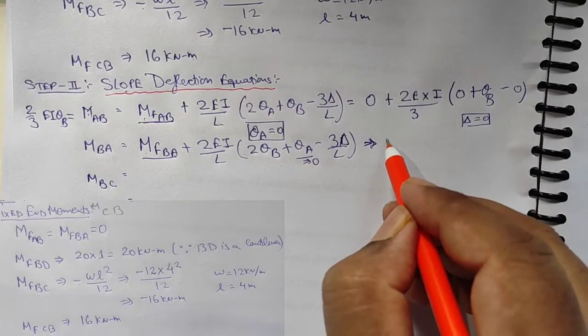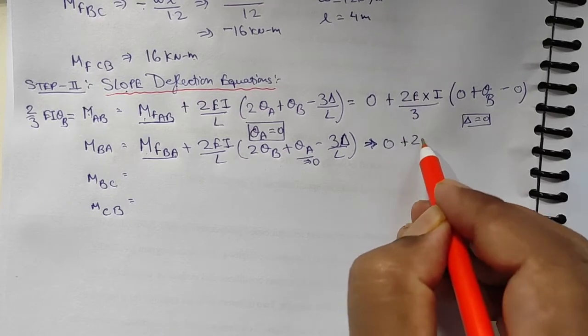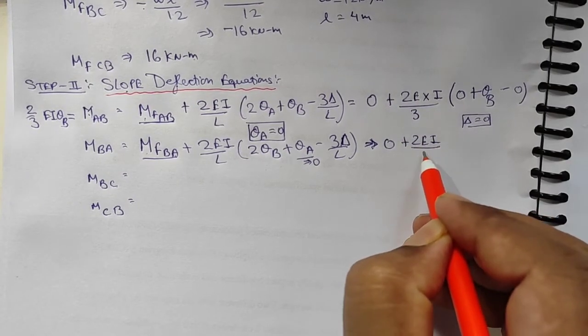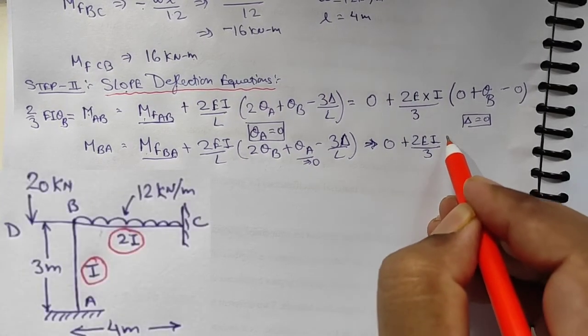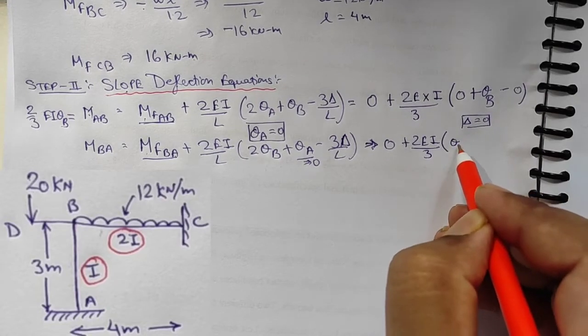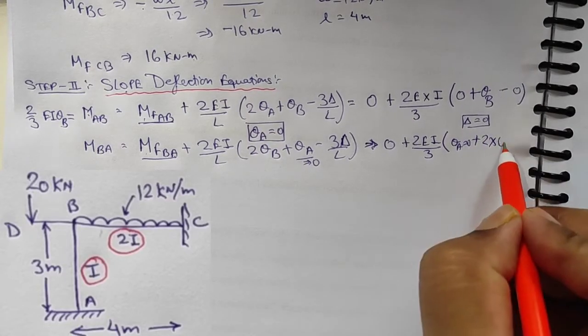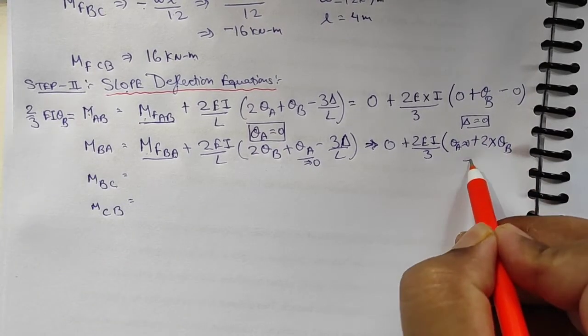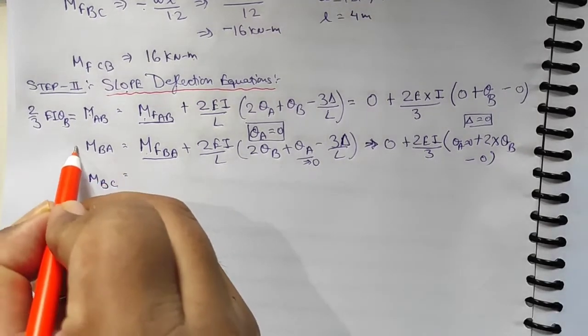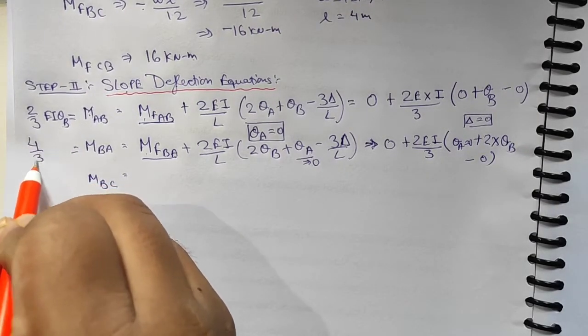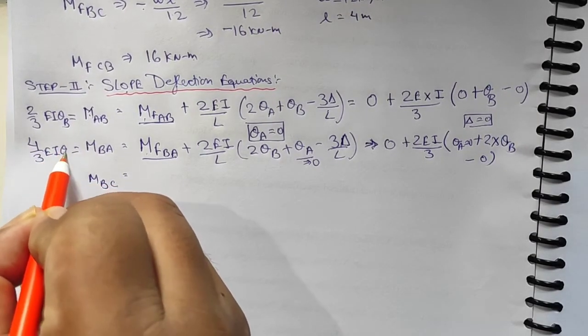Now putting the values, I will get 0 plus 2EI upon the value of L, which is 3, and theta A will again be 0, plus 2 into theta B, that will remain as it is, minus 0. So after solving, I will get 4 by 3 EI theta B.